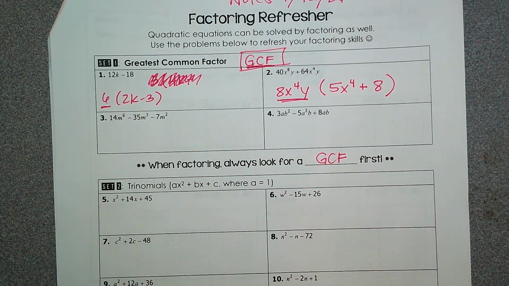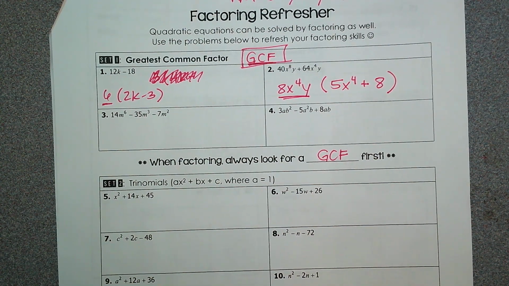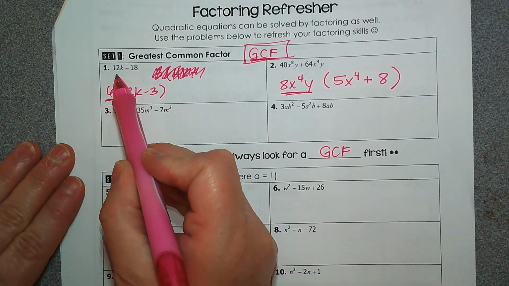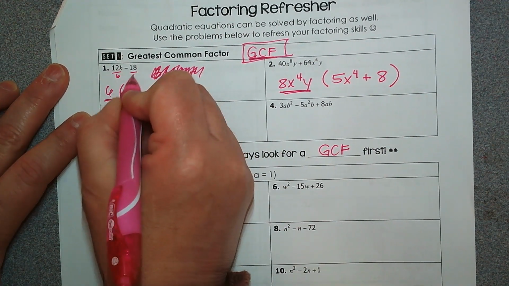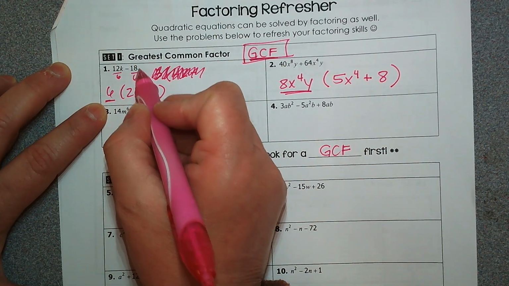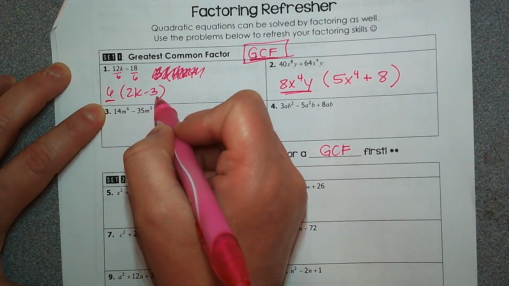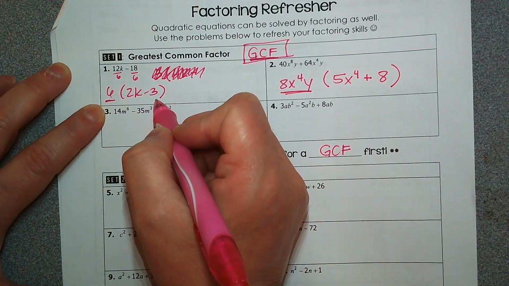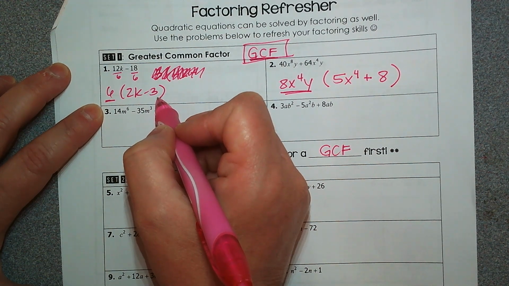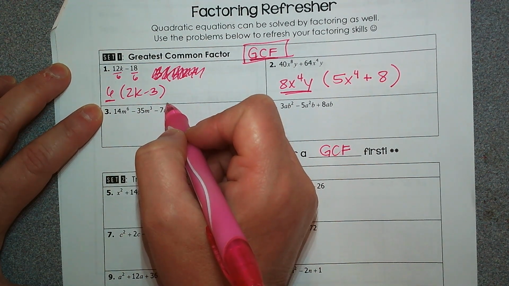You can see I already have 1 and 2 done for you. Number 1, 12K minus 18. Look at both terms and see the greatest common factor is the highest number that you can factor out of both terms. So you're dividing both terms by 6. 12K divided by 6 is 2K. Negative 18 divided by 6 is negative 3. Put your greatest common factor on the outside, and then the rest of what you have left after you have factored that 6 out goes in parentheses.